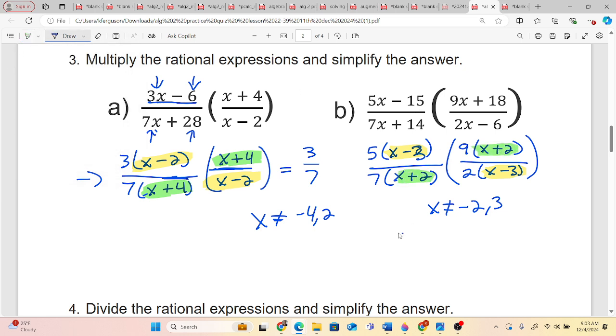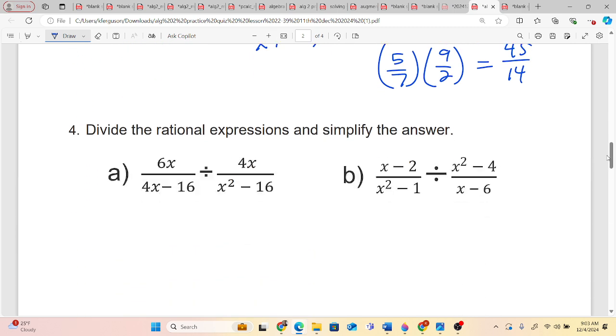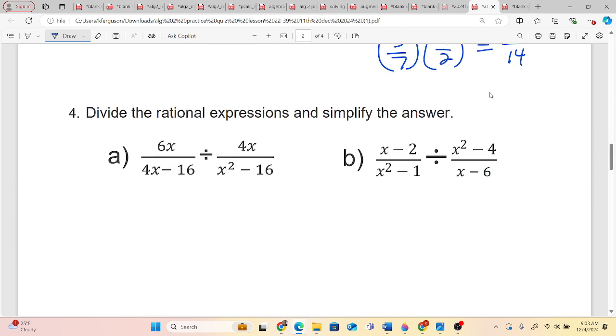And so I'm left with 5 over 7 times 9 over 2. Now I'm looking at the numbers to make sure I can't cross cancel or anything there. I can't, so then I just multiply. That's 45 over 14. And that's my final answer. Does anybody have any questions on that? All right. Divide and simplify. Divide. What are my 3 letters for dividing?